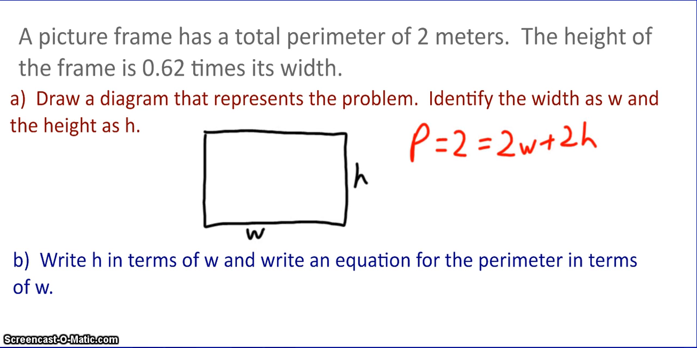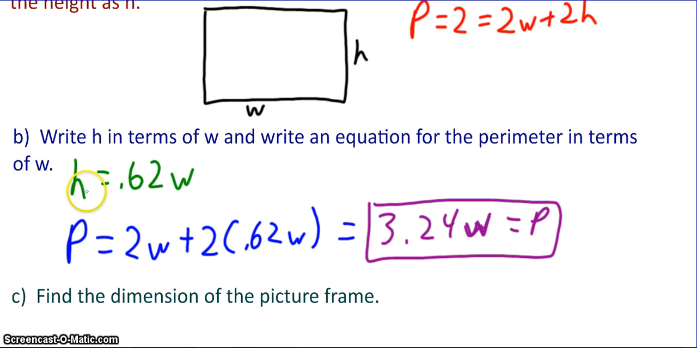Alright, so I'm going to go through this one step at a time in case you get stuck at a certain step, but figure out the rest. So if I draw a picture, that would be my picture frame. Here's the width, here's the height. I know the perimeter equals 2, which is 2 times W plus 2 times H, because that's what perimeter is. Alright, so writing H in terms of W, I know H equals 0.62 times W. And since the perimeter is 2W plus 2H, I know it's 2W plus 2 times the quantity, 0.62W. If I simplify this and combine like terms, I get that the perimeter is 3.24W.